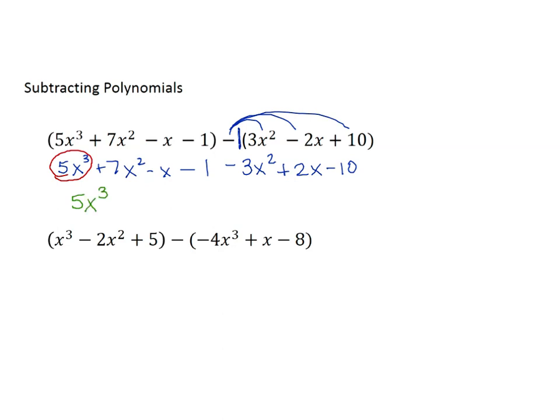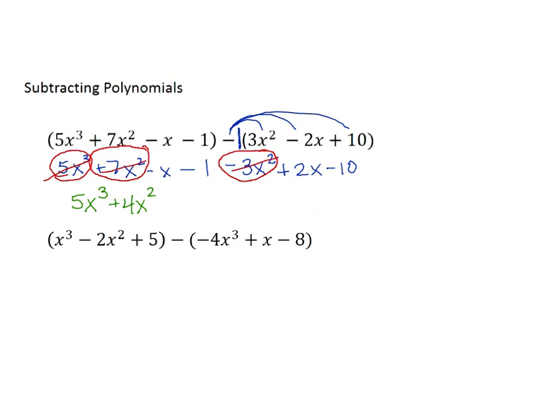All right, then I'm done with that one. The next one I would look for is if I have any x squared terms, and I do. I have a positive 7x squared and a negative 3x squared. So a positive 7 and a negative 3, when I add those together, I get a positive 4x squared. And now I'm done with those.